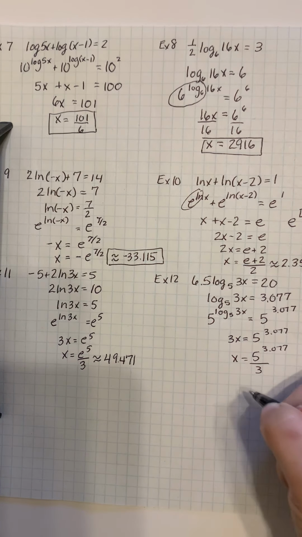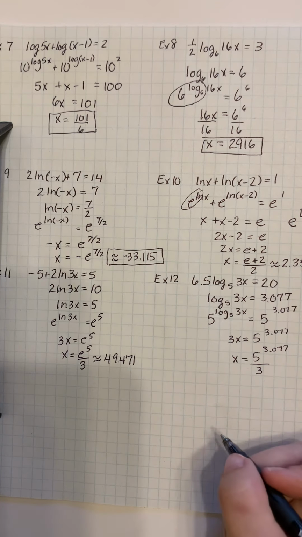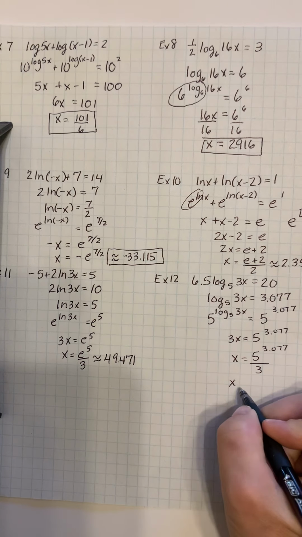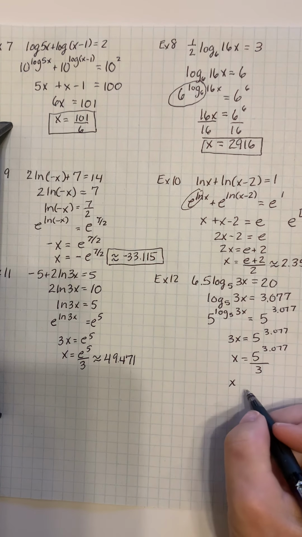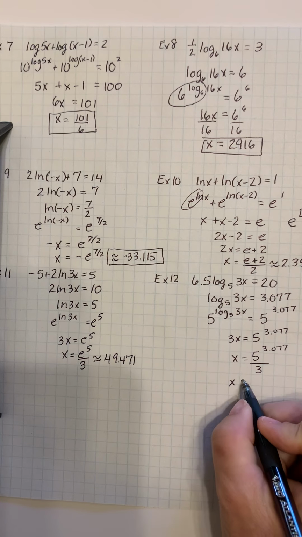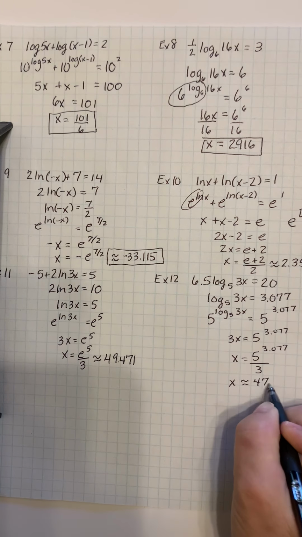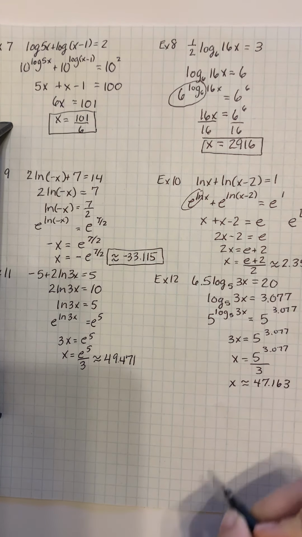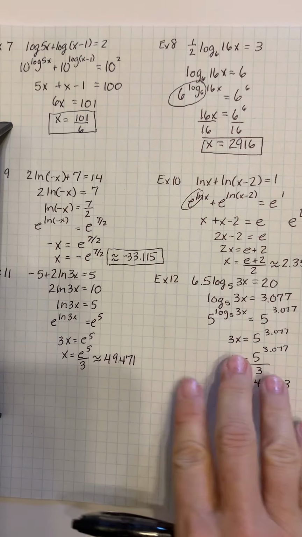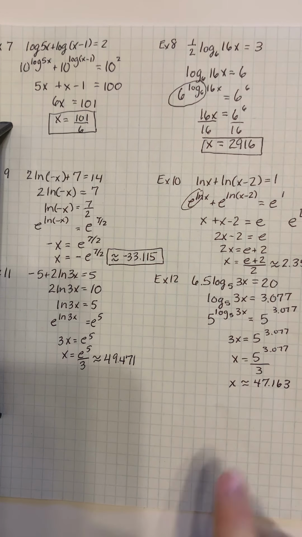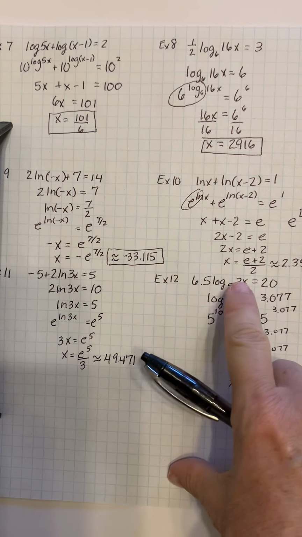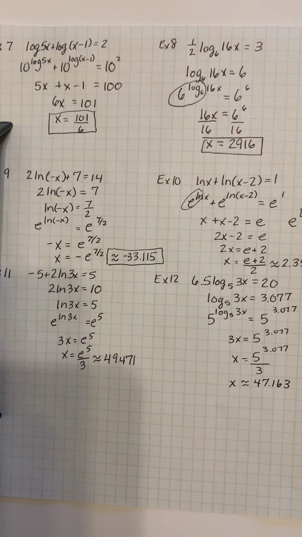We've got some rounding errors that are going to occur, but we're going to do the best we can with what we've got to work with, about 47.163. And we do not have to worry that that is going to be extraneous because that will be positive.